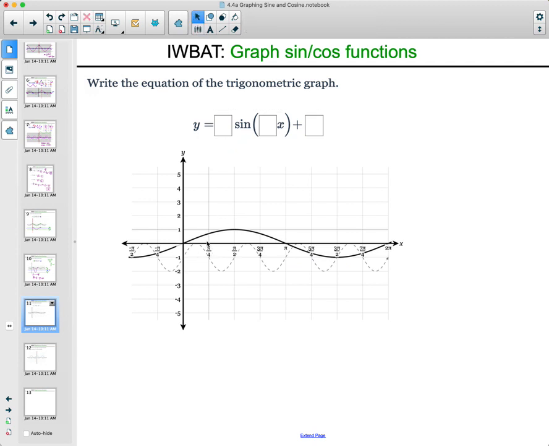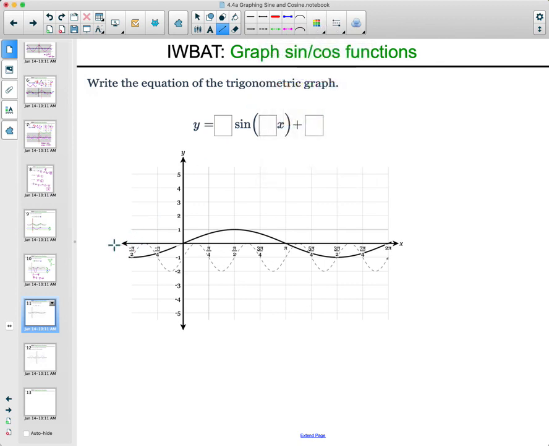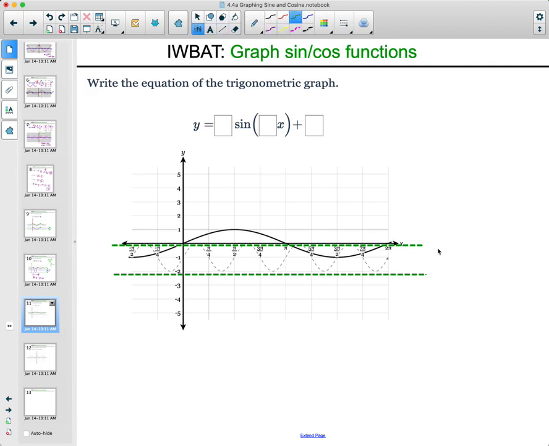Next one. Okay, we've got the normal solid one here from 0 to 2 pi. So let's get these amplitudes in here to check the amplitude and the midline to see if any of that has changed. On the dotted graph, here's the maximum and here's the minimum. So the max is at 0, the min is at -2. Halfway between 0 and -2 is -1. So your midline is at -1, which is your k value.